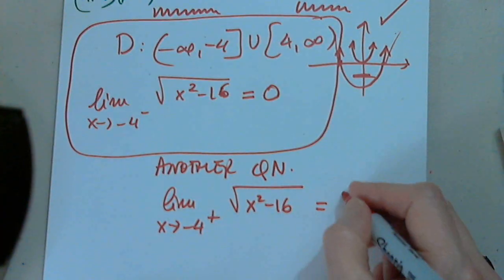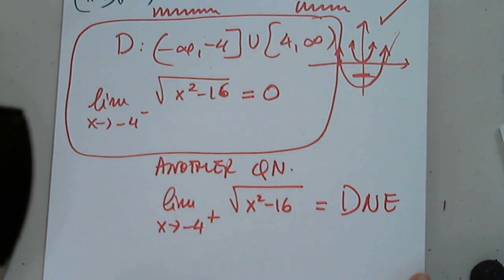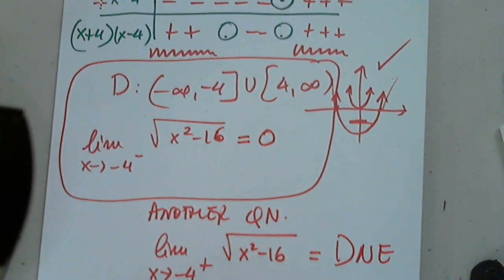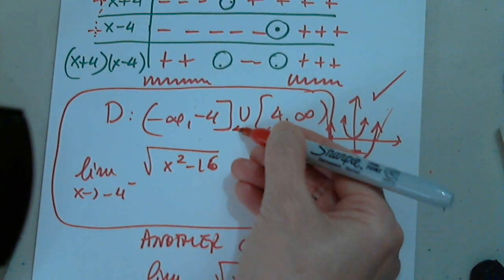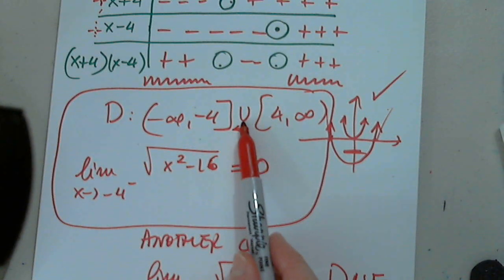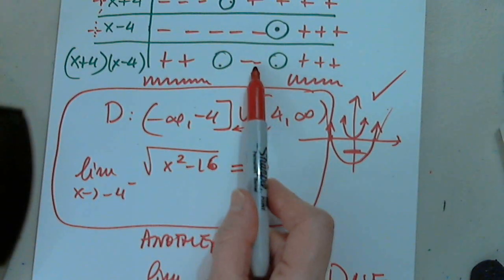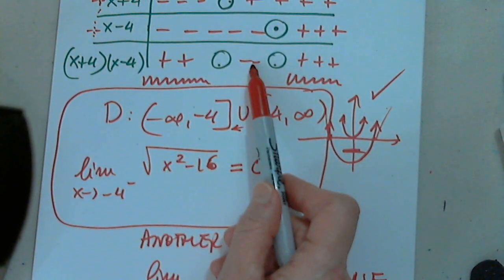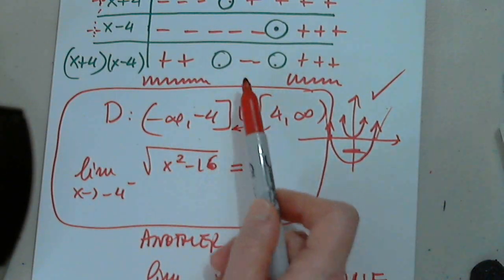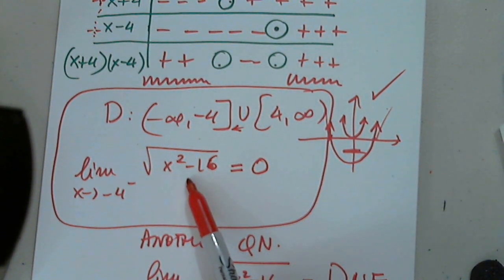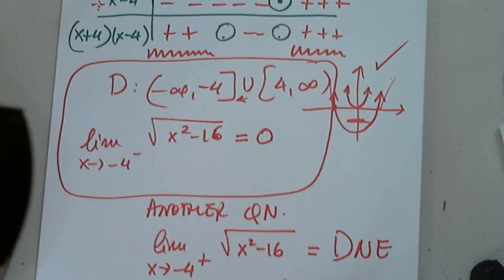Does not exist. Yes. And the question is why? Because -4 from the right is in the empty area, when the radicand is negative. I cannot take a square root of a negative radicand. So that's why it's DNE.